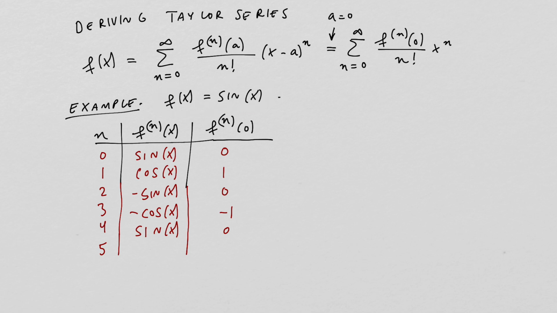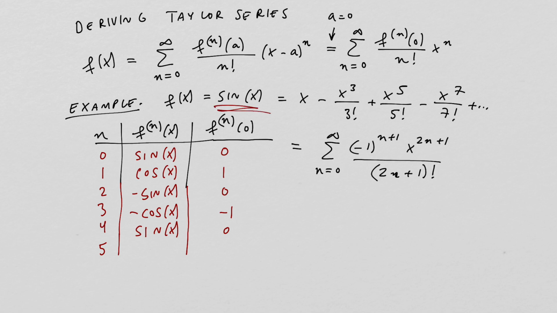We will obtain at first 0, then plus 1 times x to power 1 divided by 1, then 0, then minus 1 times x to power 3 divided by 3 factorial, and so on. Sine of x is like this, and we obtain this formula.